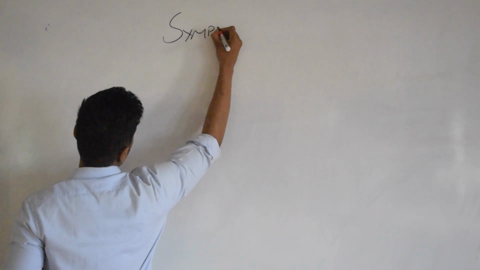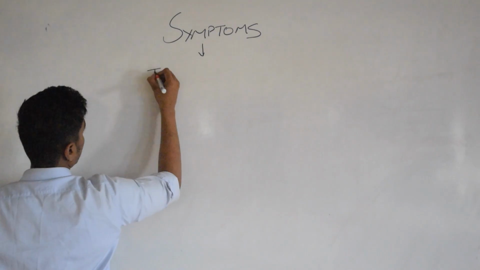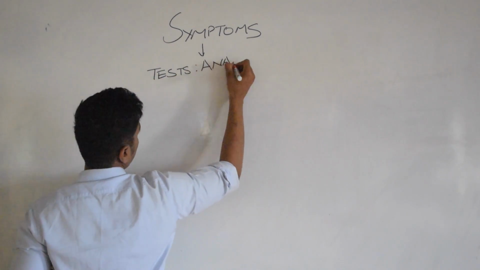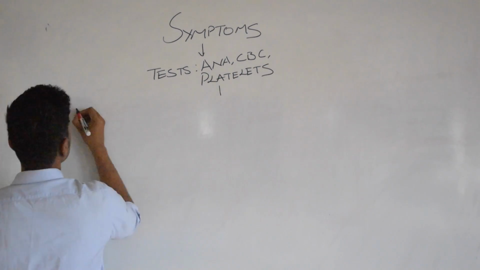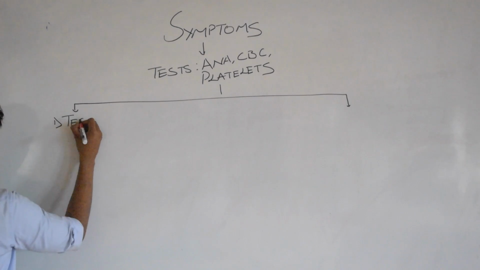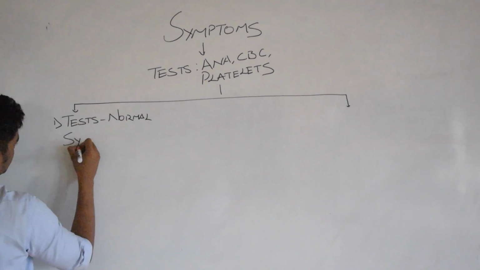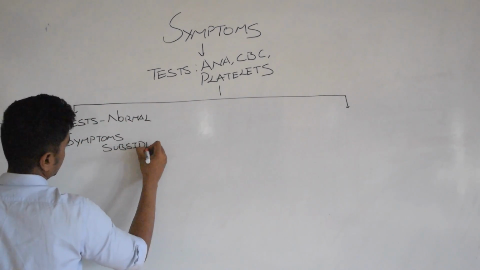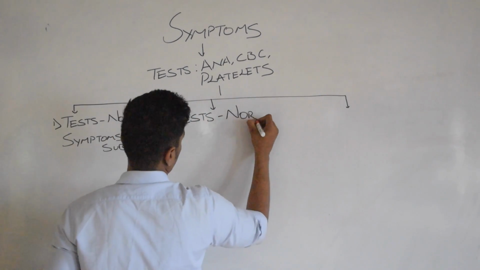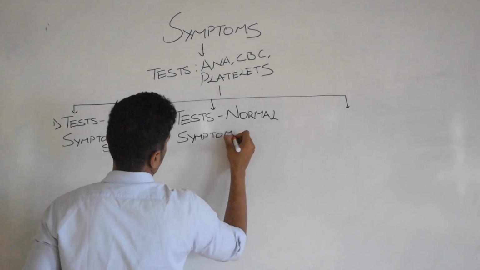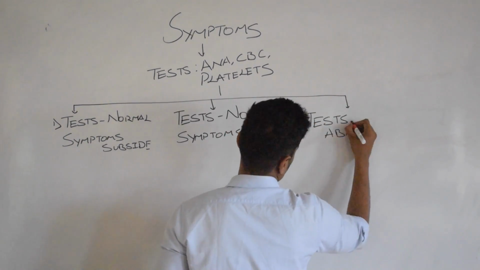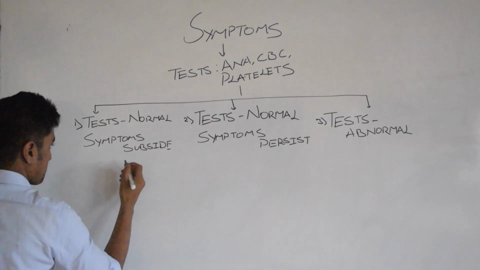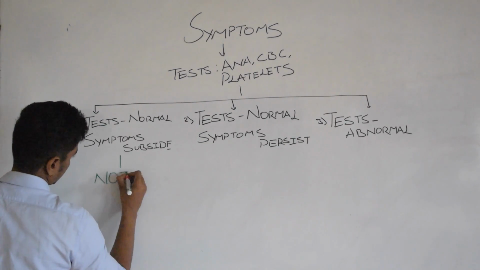So let's look at the algorithm for our diagnosis. The patient comes with the symptoms and you order tests such as antinuclear antibodies, complete blood count, and platelets. Now there are three possibilities that can happen. The first scenario being the tests are normal and the symptoms subside. The second one being the tests are normal but the symptoms still persist. And the third scenario being the tests are abnormal. The first scenario, where the tests are normal and the symptoms subside, is definitely not SLE.